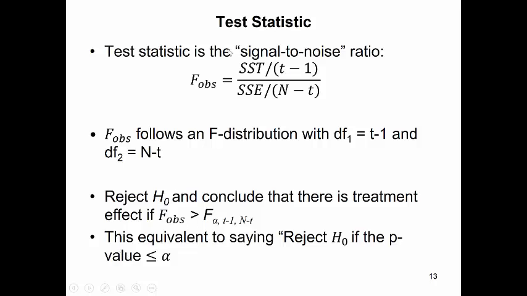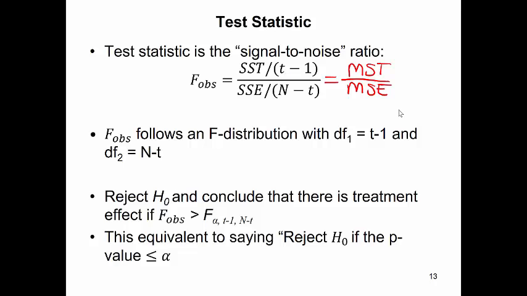This test statistic is the F observed value. So you take your sums of squares for your treatment divided by the degrees of freedom for that, over your sums of squares error divided by the degrees of freedom. Another way of saying this is it's the mean squares for the treatment divided by the mean squares for the error. The degrees of freedom, again, give you an idea about the pieces of independent information you have to get to that estimator.